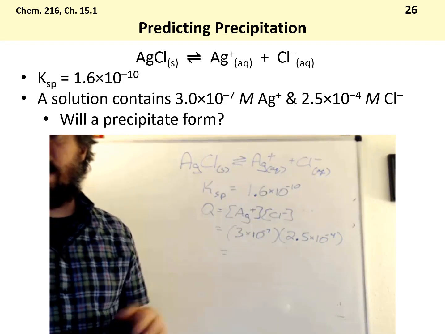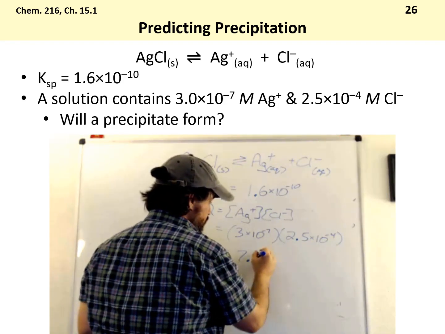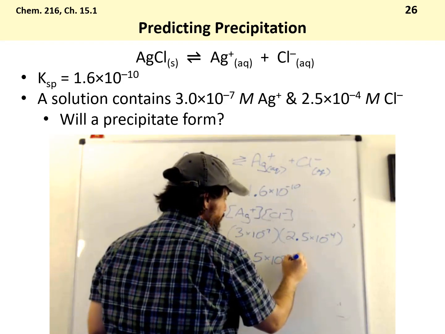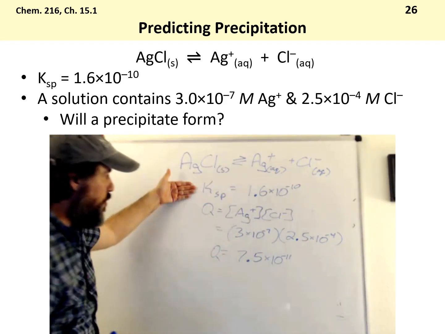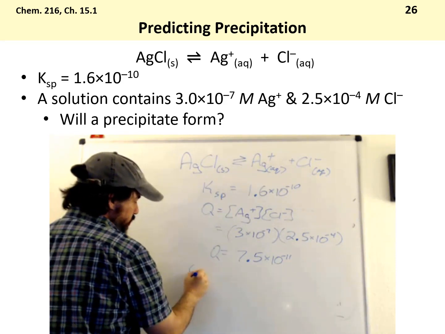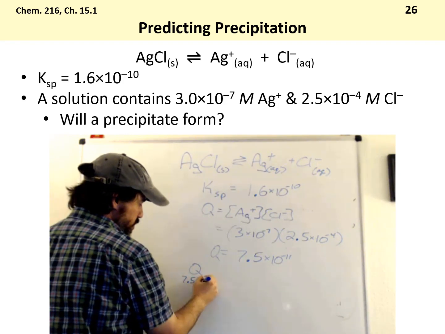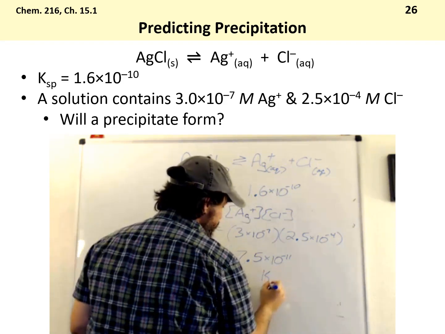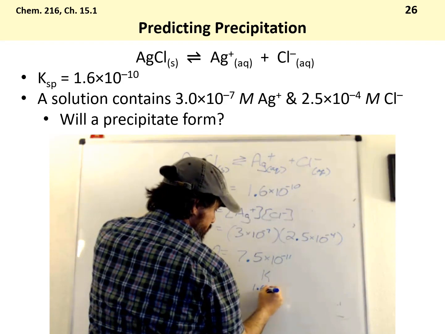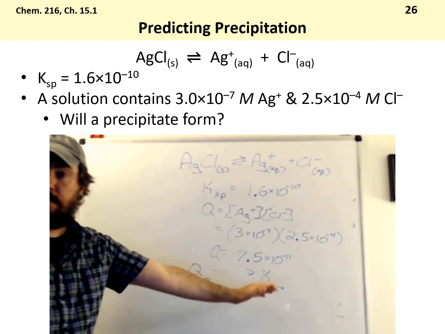And if I go ahead and multiply these out, I get 7.5 times 10 to the minus 11. This is my value for Q. So what do I do? Which one is smaller? Q is smaller than K, right? So it's going to want to shift right, okay?